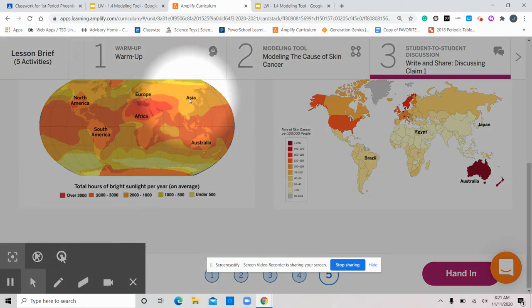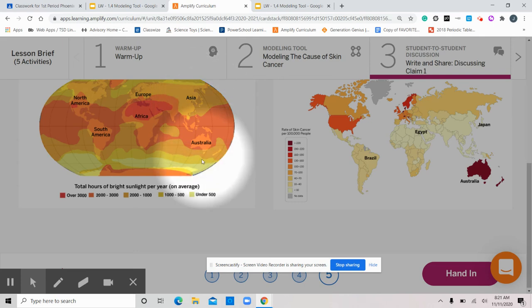We compared Australia with Japan, and we can see they have much more sun down here in Australia. We compared Egypt with Australia, and Egypt had much more sun than Australia. And we also looked at Brazil, and Brazil has about the same. Now, if we compare that over here to our actual map of skin cancer rates from around the world, again, we see Australia has a super high rate, higher than anywhere else.